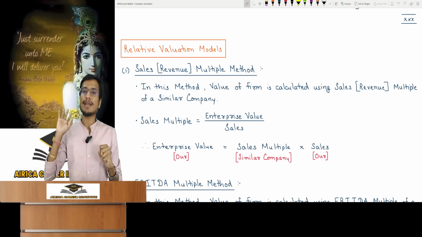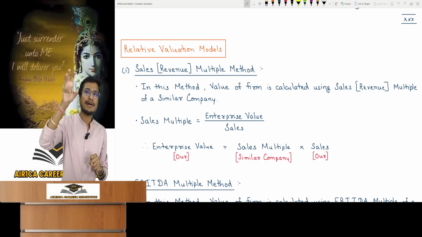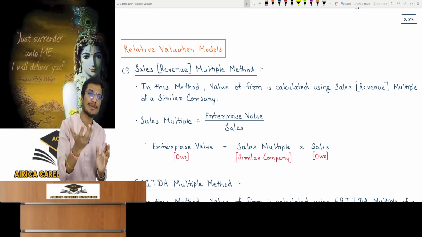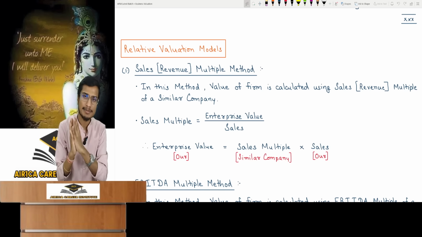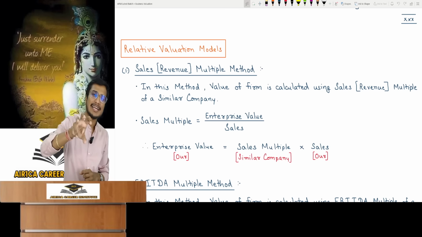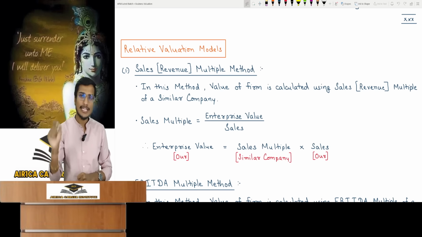So the sales multiple method. This means you take the sales multiple of a similar company and apply it to your company's sales, and you will get the value of your firm. The fundamental of relative valuation remains constant and its logic is consistent. You pick up the ratio of a similar company, apply it to your company's data, and you will get the value. A ratio is also called a multiple.